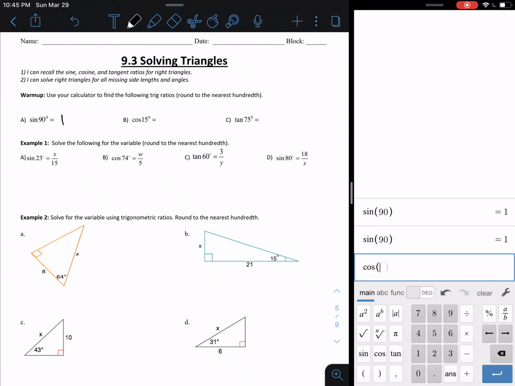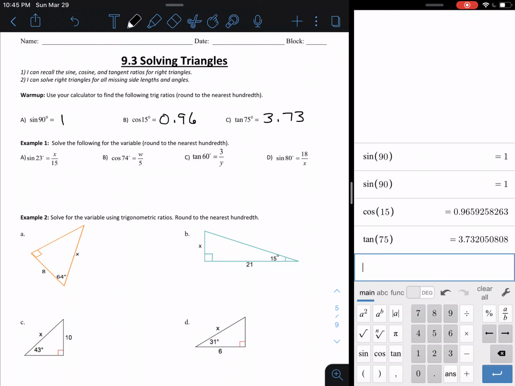For cosine of 15 degrees, we'll type that in next. Cosine of 15 degrees is 0.96 to the nearest hundredth, and it looks like that's where we wanted to round to. Last but not least, we'll find tangent of 75 degrees. Tangent of 75 degrees is approximately 3.73.